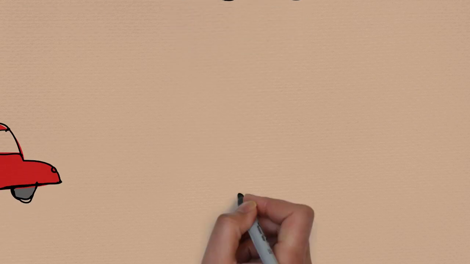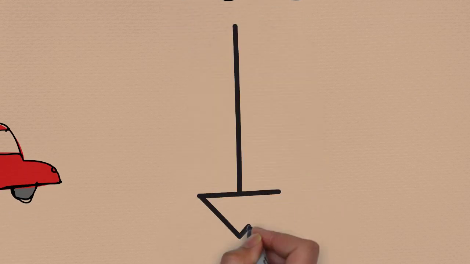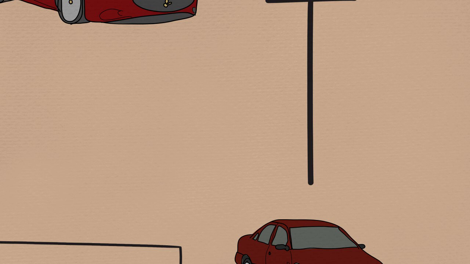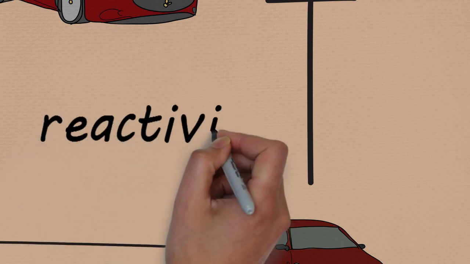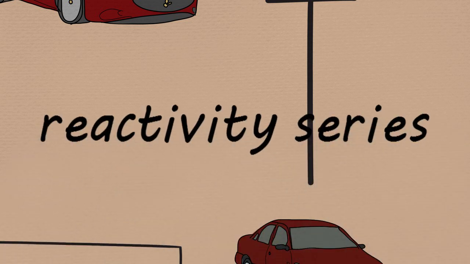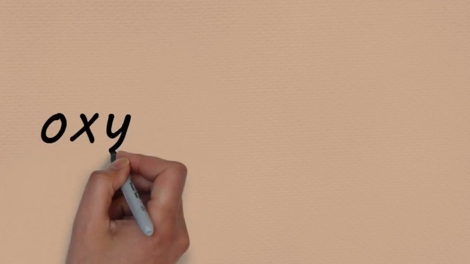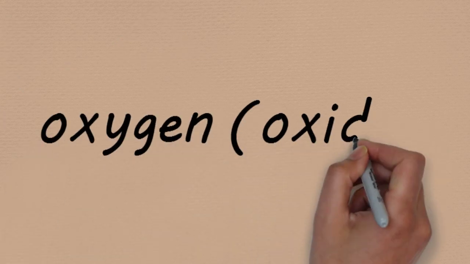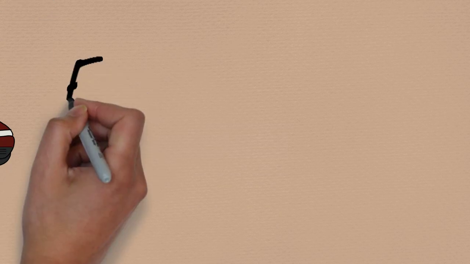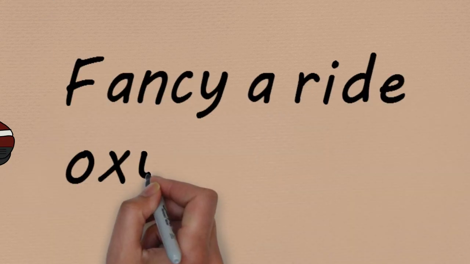So, we've got our metals in order, least reactive at the bottom, most reactive at the top, and we're going to call that a reactivity series. Now, let's imagine that oxygen is a passenger in each car, and we're going to try and tempt the oxygen away.